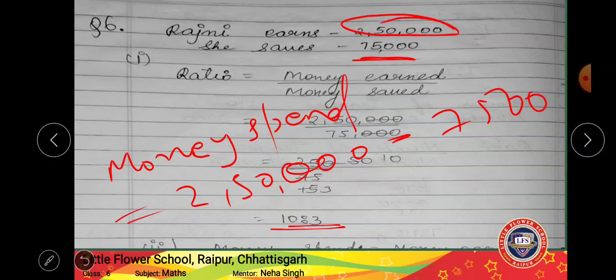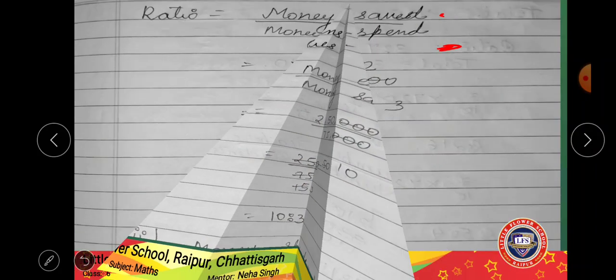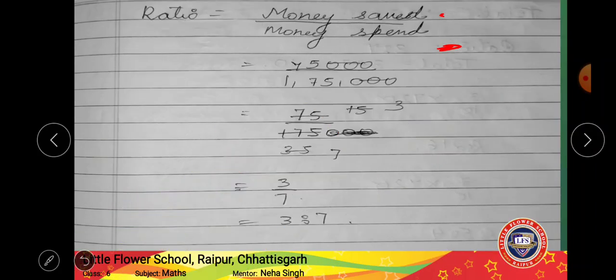जितना वो अर्न कर रही है और जितना वो सेव कर रही है, अर्निंग्स में से हम सेविंग्स माइनस कर देंगे तो वो स्पेंडिंग आ जाएगा, कितना उसने स्पेंड किया है. सो 2,50,000 विल सब्ट्रैक्ट 75,000, राइट? एंड देन this will be the answer, 1,75,000.